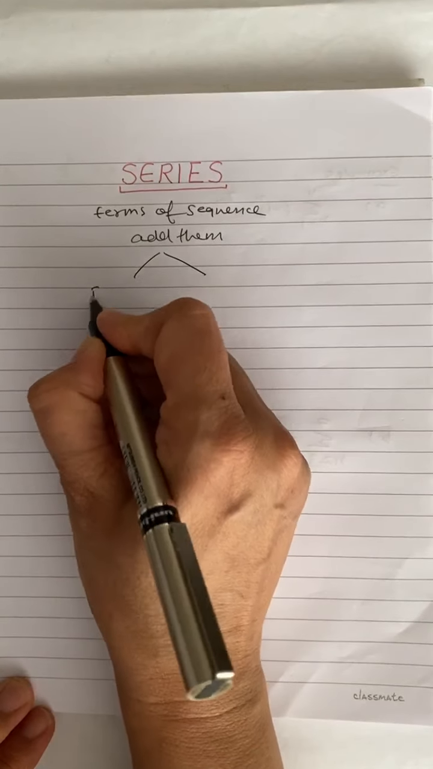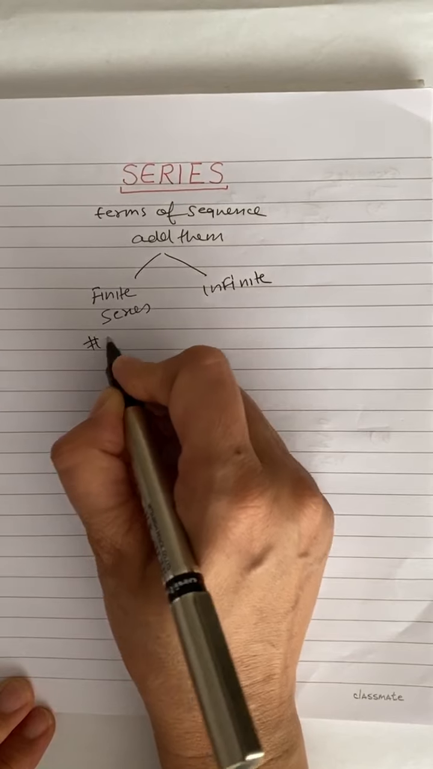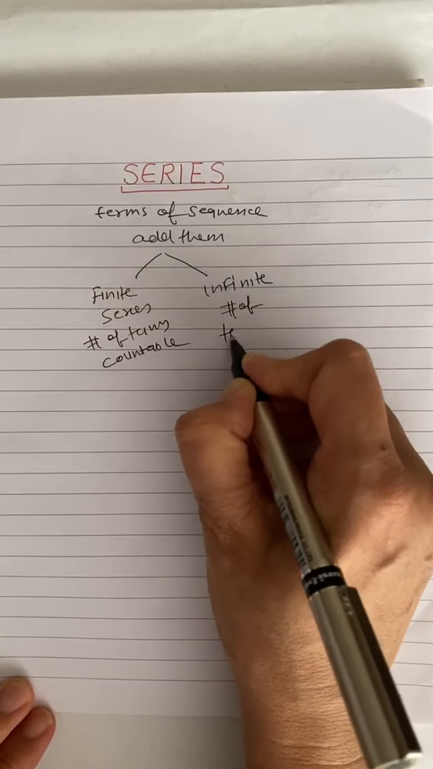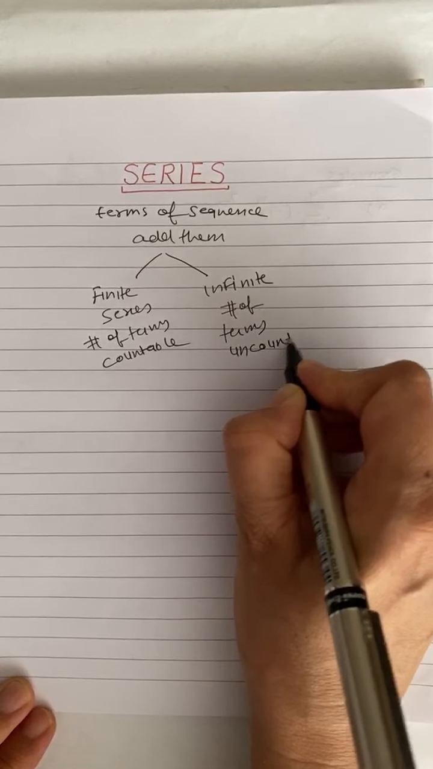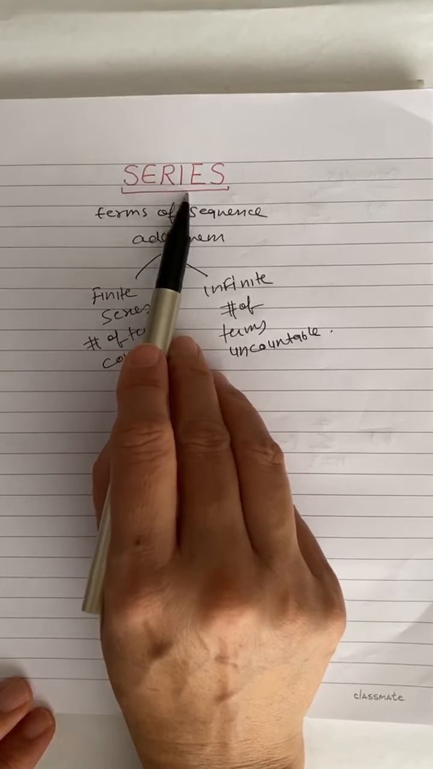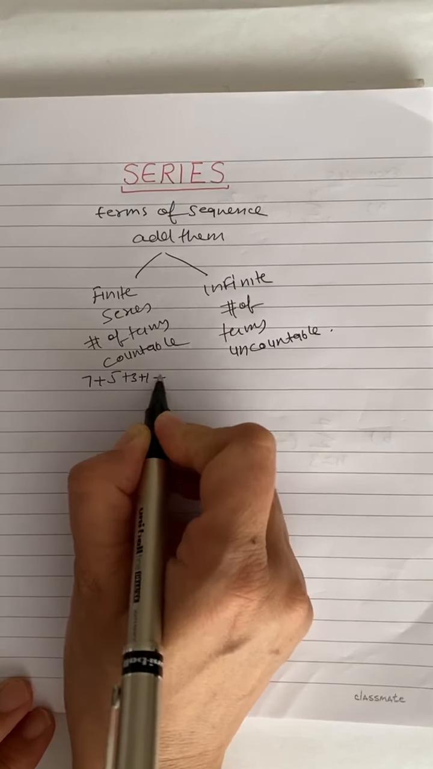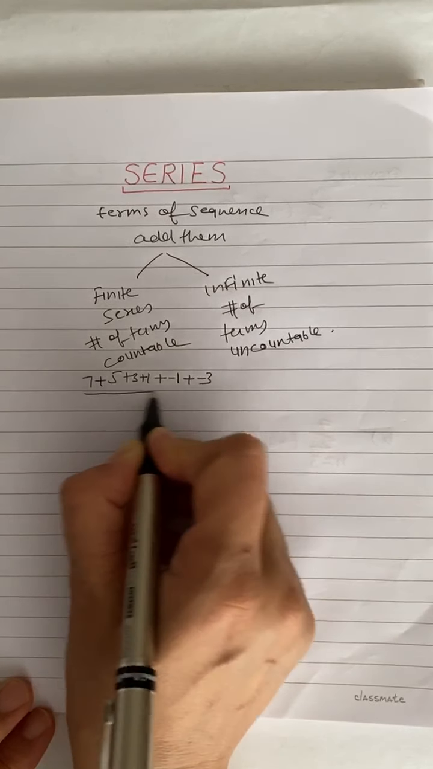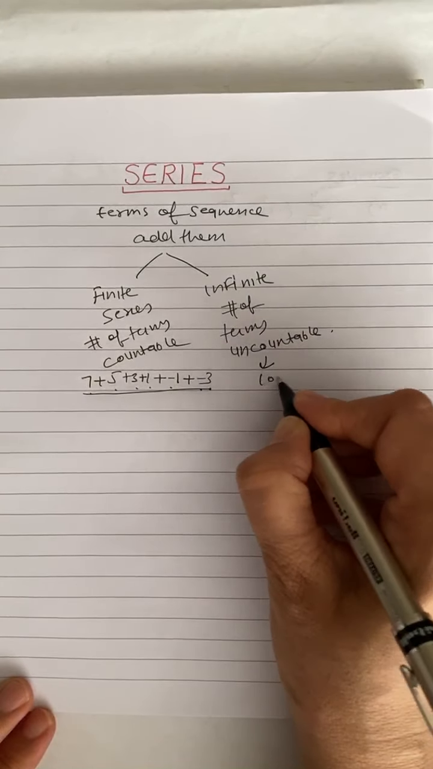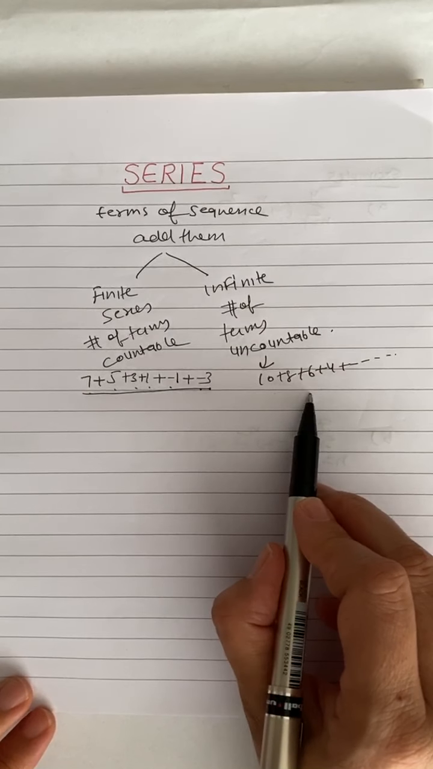This can be a finite series and an infinite one. For finite, the number of terms are countable, and here the number of terms are uncountable. First of all, it's just the terms of the sequence which are added that will give you a series. The example of the finite series will be 7 plus 5 plus 3 plus 1 plus -1 and plus -3. This is finite because it stops and there are 1, 2, 3, 4, 5, 6 terms in this series. The infinite one will be 10 plus 8, for example, 6 plus 4, and then it keeps on going. So this is the infinite series where the number of terms are not countable.